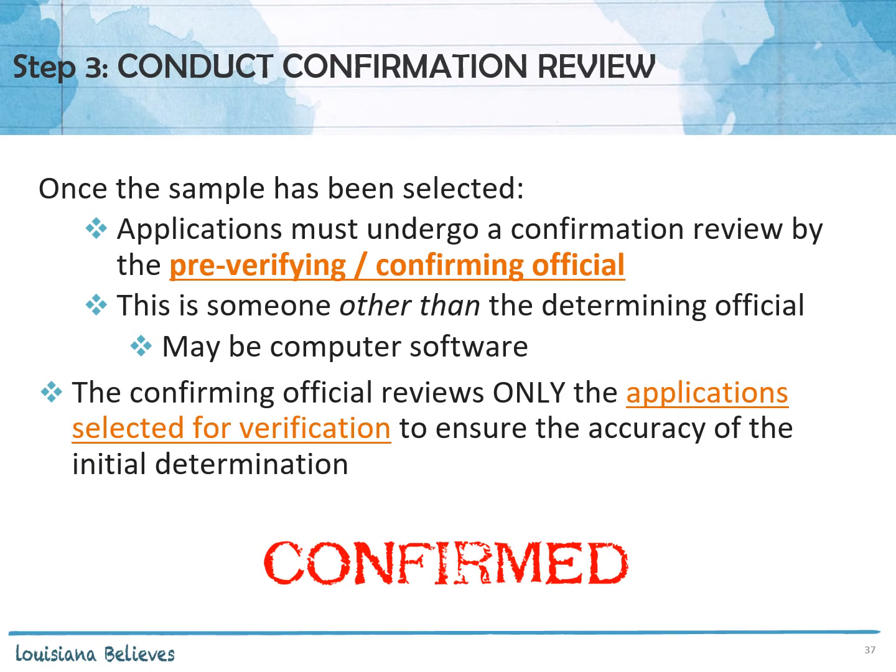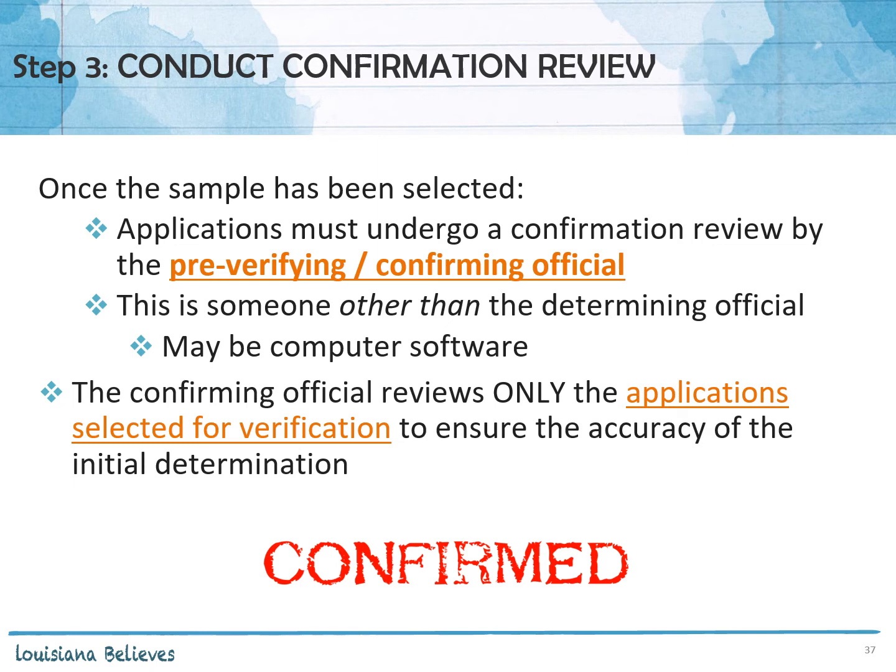Prior to any other verification activity, a determining official must review each approved application selected for verification to ensure the initial determination was accurate. Any LEA that conducts a confirmation review of all applications at the time of certification is not required to conduct a confirmation review prior to verification.